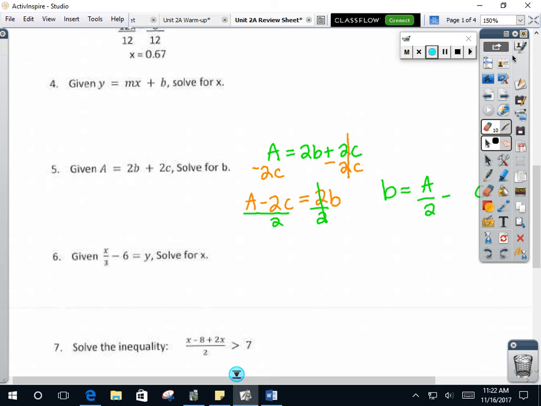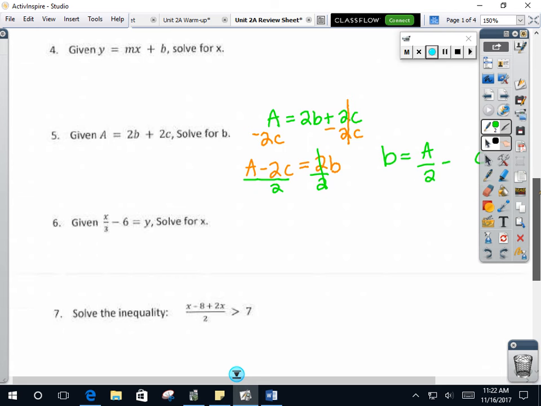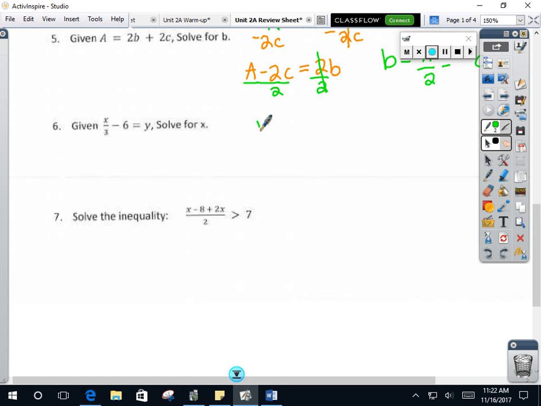Okay, number 6. Given x divided by 3 minus 6 equals y, solve for x. So what do we do first? Well, we add the 6 first. Those cancel, and now on the left side of the problem you have x divided by 3, and on the right side you have y plus 6.